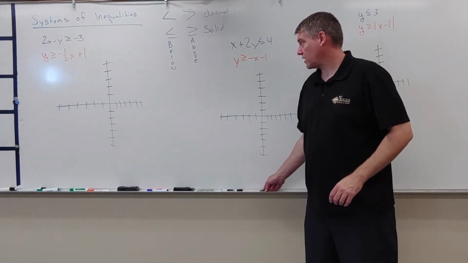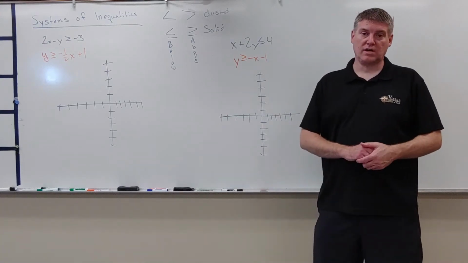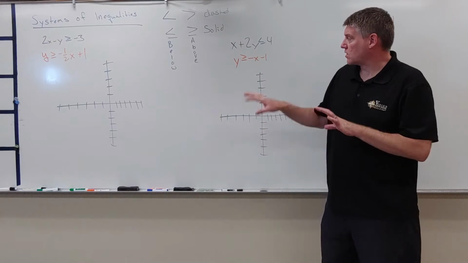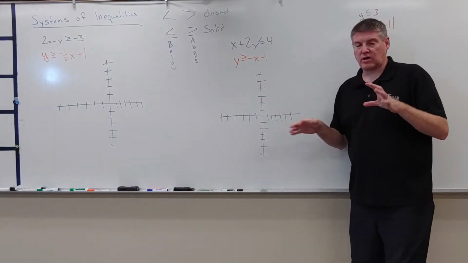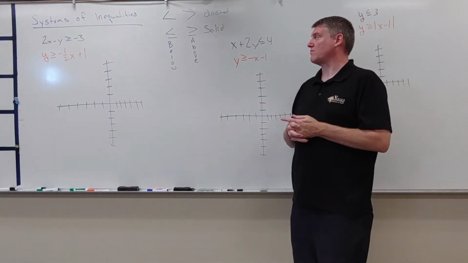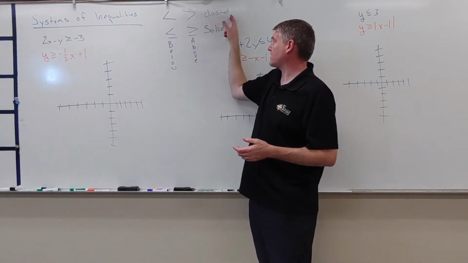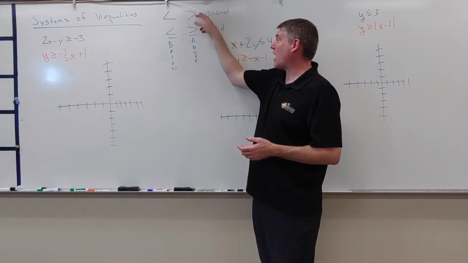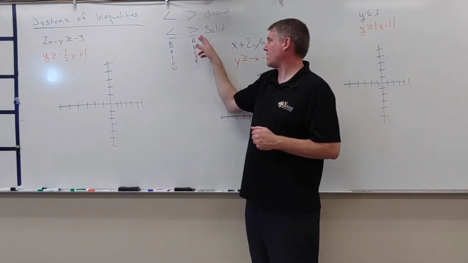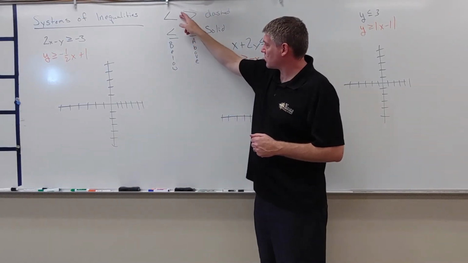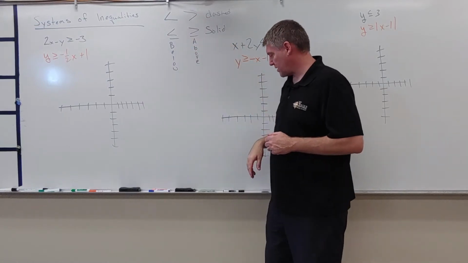All right, we're going to talk about systems of inequalities. So here I have some inequalities written up here. We're just going to talk about graphing them. If you remember, if we don't have a line here, we're going to have a dashed line, or a dashed boundary, I should say. And if we have a line, we're going to have a solid boundary. So this is going to shade below, this is going to shade above.